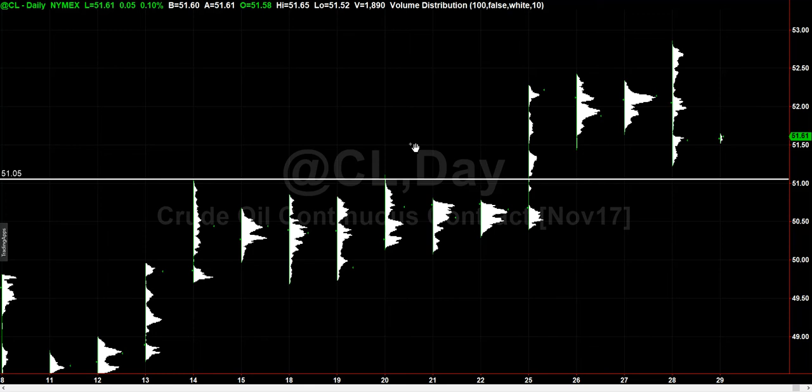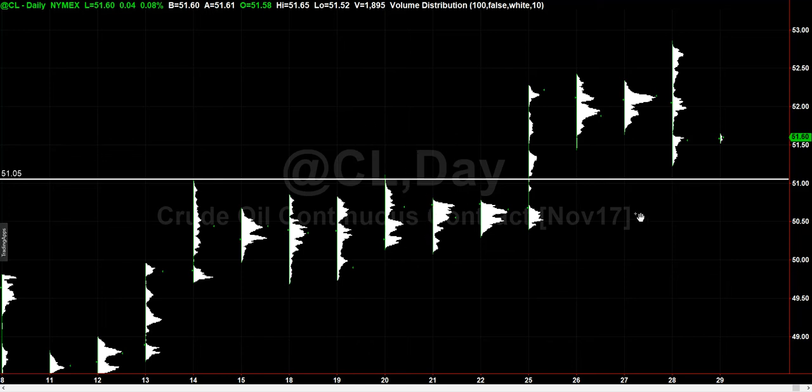So I use volume profile in my own way. I don't claim to be a volume profile expert, but I do have a way of using it that's quite effective for me in identifying where markets can move to and how they're going to move. So I've circled in on the last couple of days.